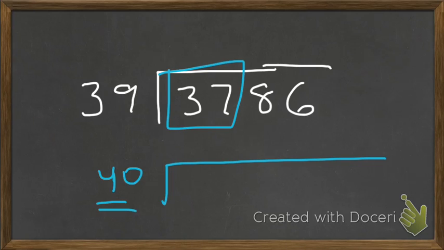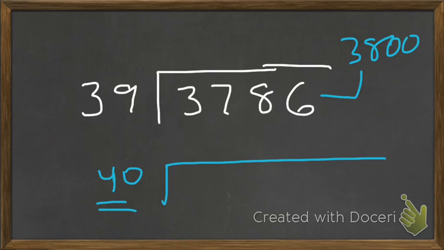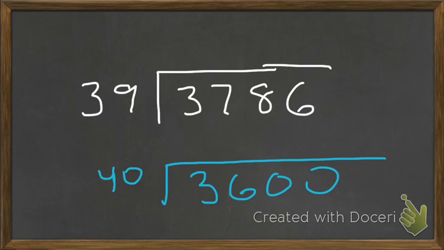So 4 cannot go into 37. 4 cannot go into 38, but 4 can go into 36. So I know that the kids probably want to raise this up to 3,800, but 4 cannot go into 3,800. So we want to round off or estimate 3,786 as 36,000. Because now we know that 4 can go into 36 evenly.